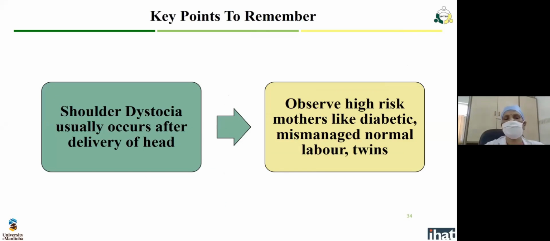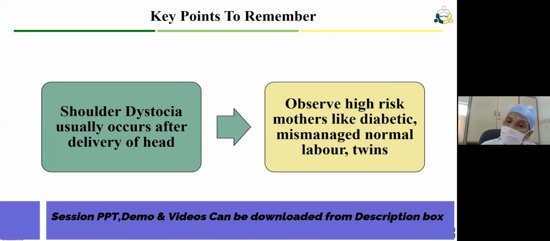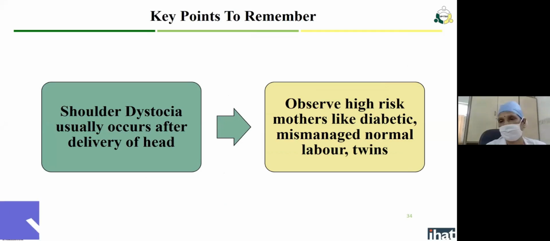So shoulder dystocia usually occurs after delivery of the head. So observe the high risk cases. As I told you, it usually occurs in diabetic women, and sometimes it is mismanagement of the labor. Mismanagement of labor in twin delivery can also lead to shoulder dystocia.